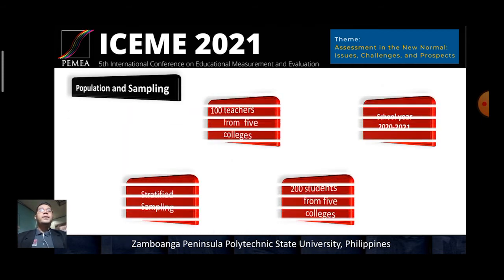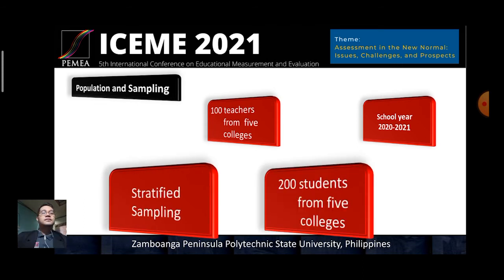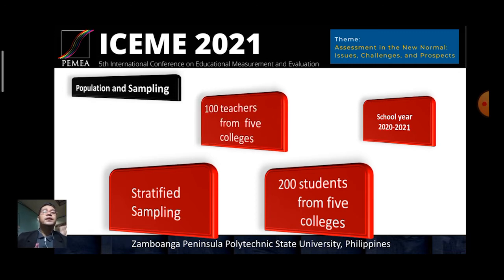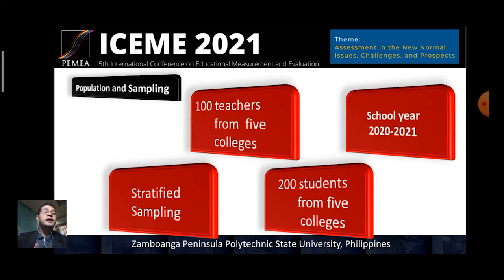For our population and sampling, we use stratified sampling as the technique. We use 200 students from 5 colleges, which means 40 students from each of these colleges. We also have 100 respondent teachers from 5 colleges, meaning 20 teachers from each of these colleges. The respondents are teachers and students who were teaching and enrolled during the school year of 2020 and 2021.